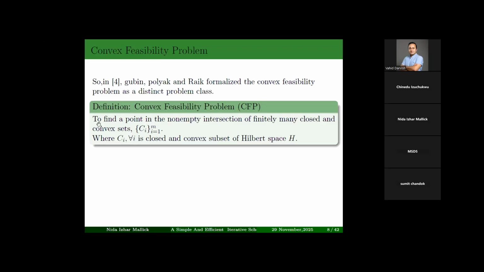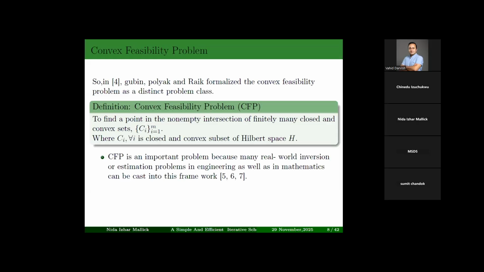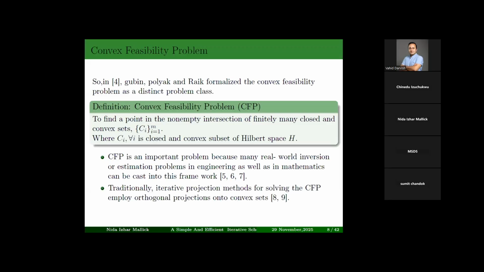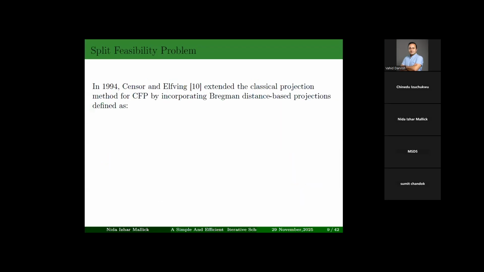and the definition they provided was this: to find a point in the non-empty intersection of finitely many closed and convex sets Ci, where i = 1 to m, for all i, where the Ci's are closed and convex subsets of a Hilbert space H. Then onwards, the convex feasibility problem became an important class which can be used to solve many real-world problems. And the traditional method to solve the convex feasibility problem was that of orthogonal projection.